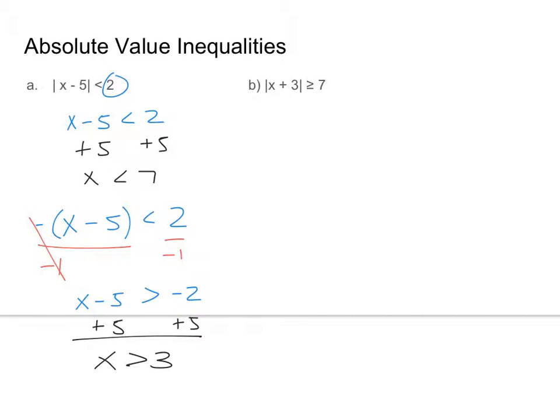So if I was going to graph this one, I would have 3, I'd have 7, and it's less than 7, but also bigger than 3. So it's everything in the middle between 3 and 7 for that one. Okay? That's the basic gist of inequalities.